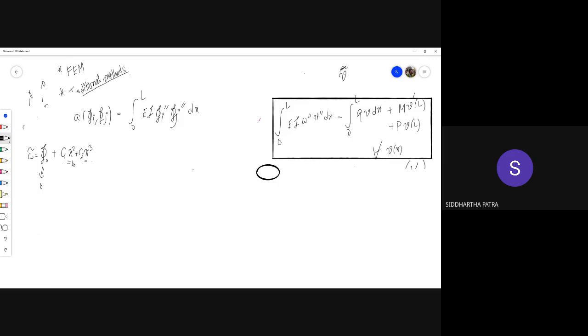So this is what our approximate function looks like, and we are solving for c1 and c2. So this is our phi 1 and this is our phi 2. So in the end this is what we are going to get: a11, a12, a21, a22 times c1 c2 equals f1 f2.